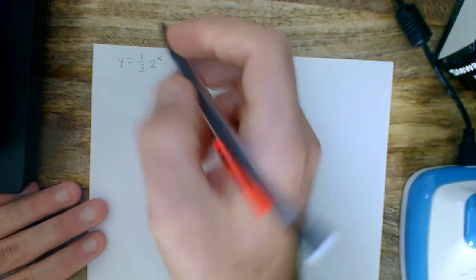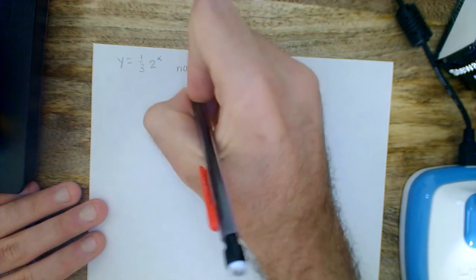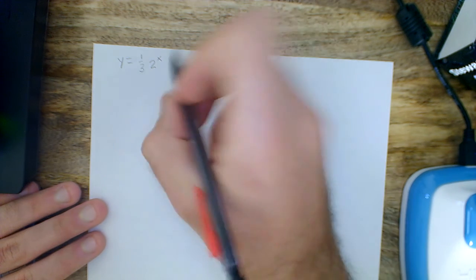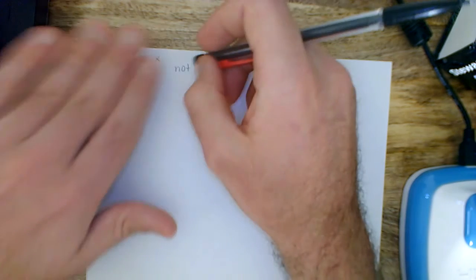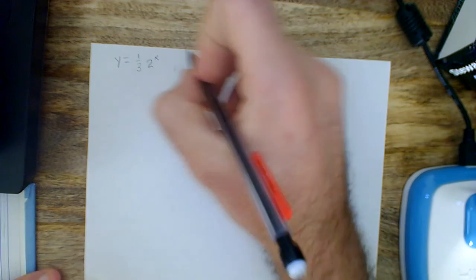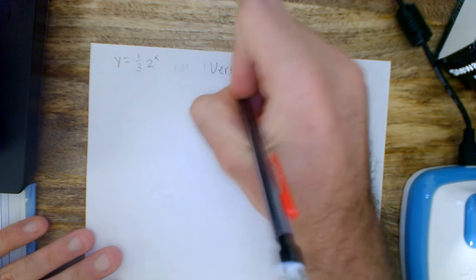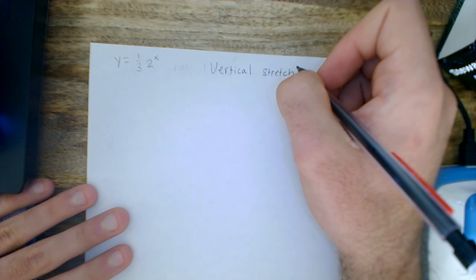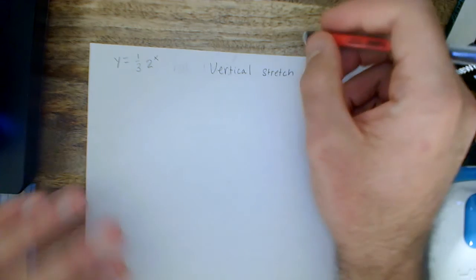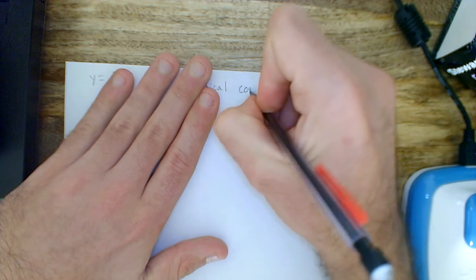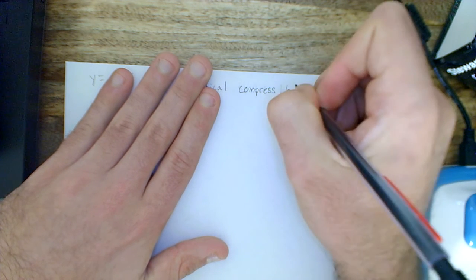So first we have to see what this is saying. It's not 2/3 to the x. You first take the 2 to the x and then you multiply by 1/3. All right. So this is a vertical stretch. So this is actually a vertical shrink or compress. Okay.